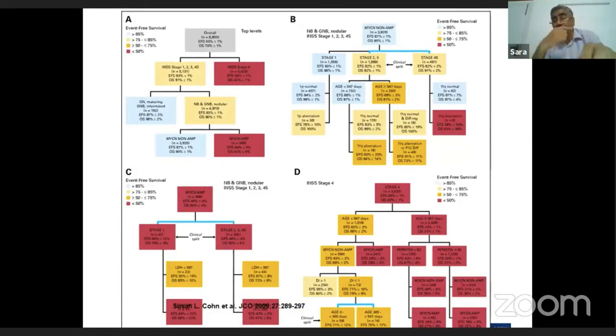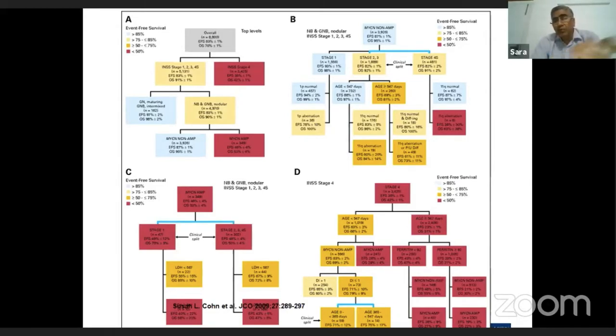That's in the red or dark maroon box. So that's stage 4. So straight away you know that if a child has stage 4 neuroblastoma, the outcome is likely to be bad. But if it is anything other than that, the outcome is going to be good. So staging is a very important and very powerful prognostic marker.